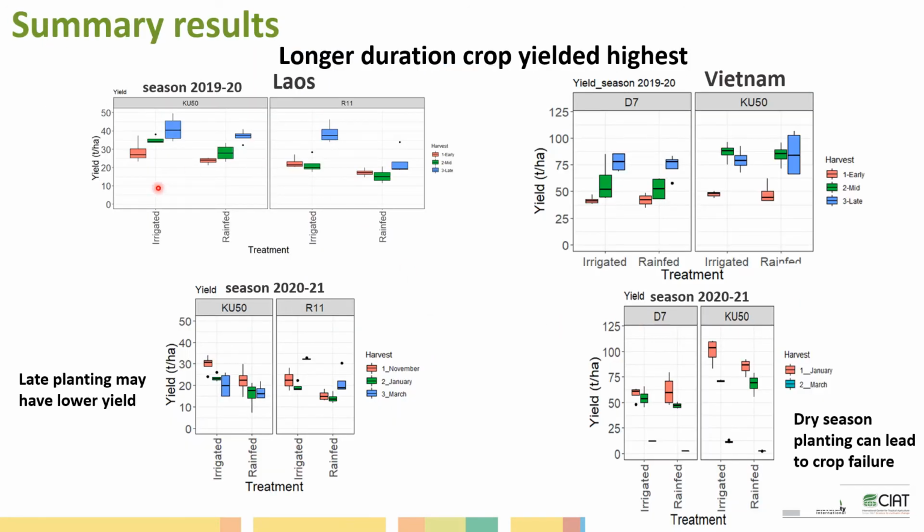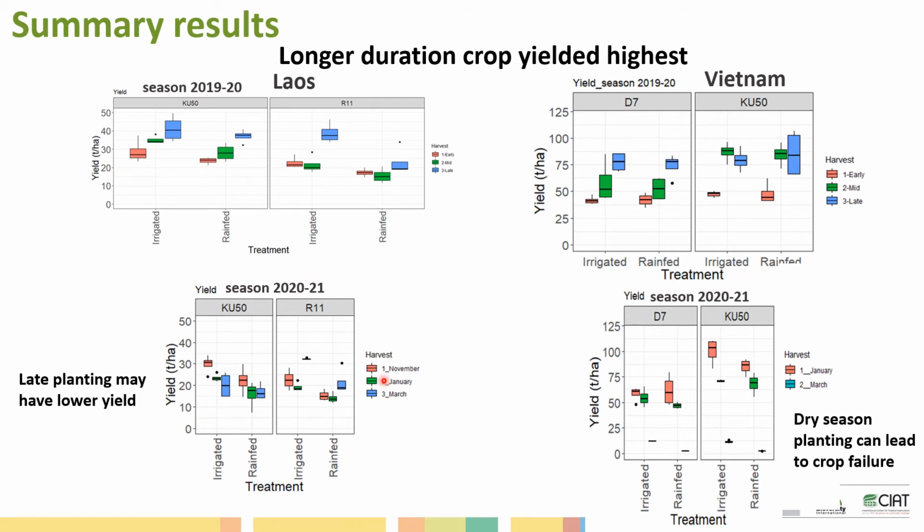In this slide, I have summarized some of the results. You will see these results in the different country presentations. In Vietnam and Laos, you can see that the highest yield was obtained when it is irrigated, and also in the longest crop. We are also calculating the water inputs. I haven't put all this data here. We are also collaborating with another project on this water calculation, the ICI project.